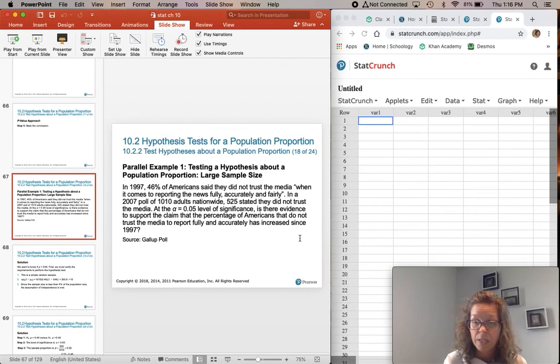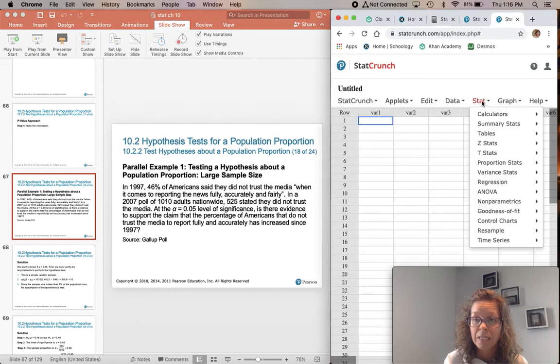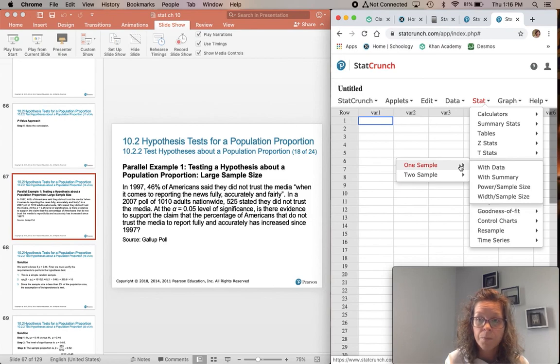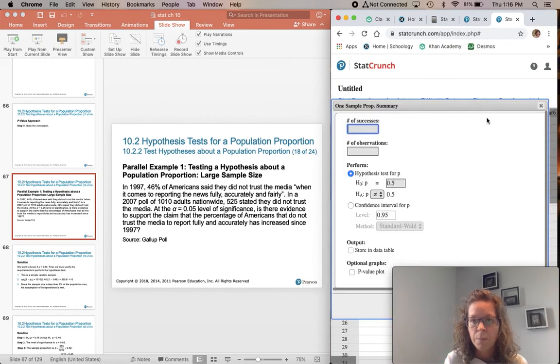They gathered some data, so now we're going to go into StatCrunch, into Stat. We're doing proportions. We have one sample, and what we have is a summary. Data would be person 1, yes, person 2, yes, person 3, no. We don't have that. You're probably never going to have that. Maybe, rarely, they would give you that. In general, we're going to be going with summary.